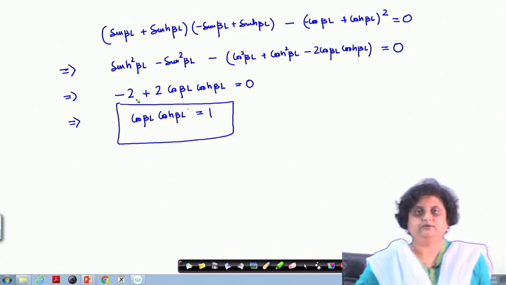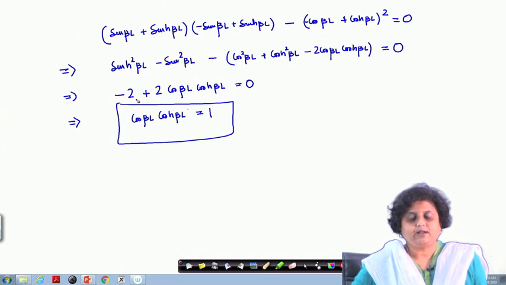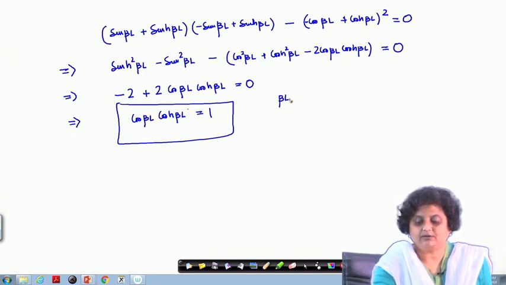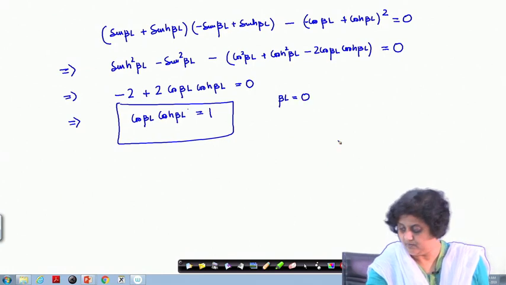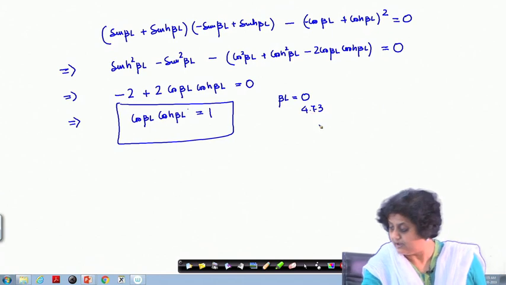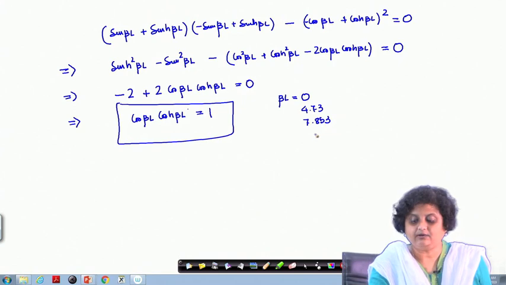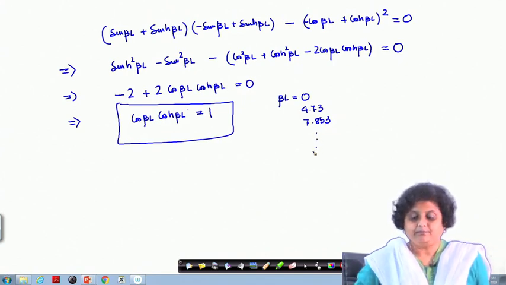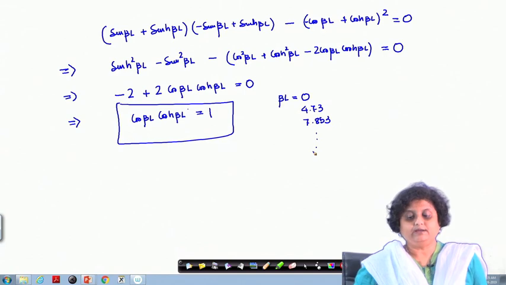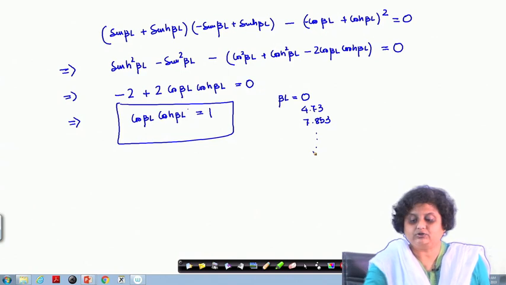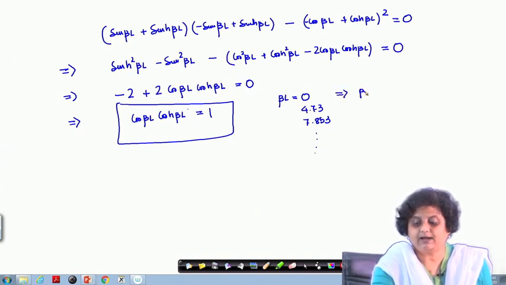So, this equation, similar to the last example, can be solved numerically to obtain the solution for beta L. If you solve it, you will see the solution for beta L is 0 and then 4.73 and then 7.853 and so on. Now, we see beta L equals 0 is a feasible solution of the system, which in turn is going to give me beta equals 0.